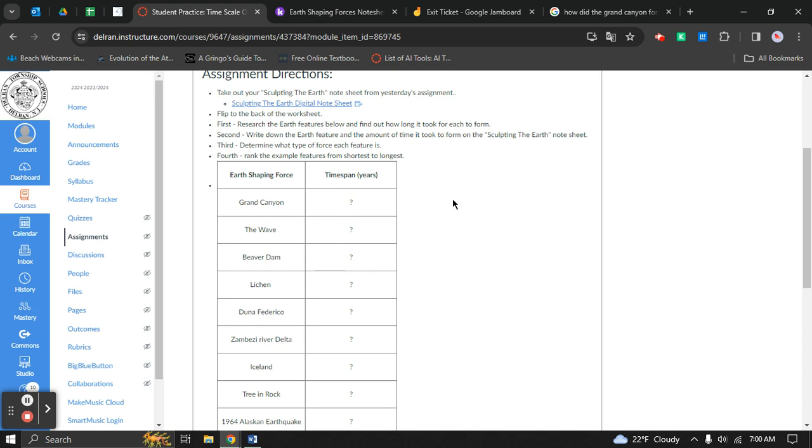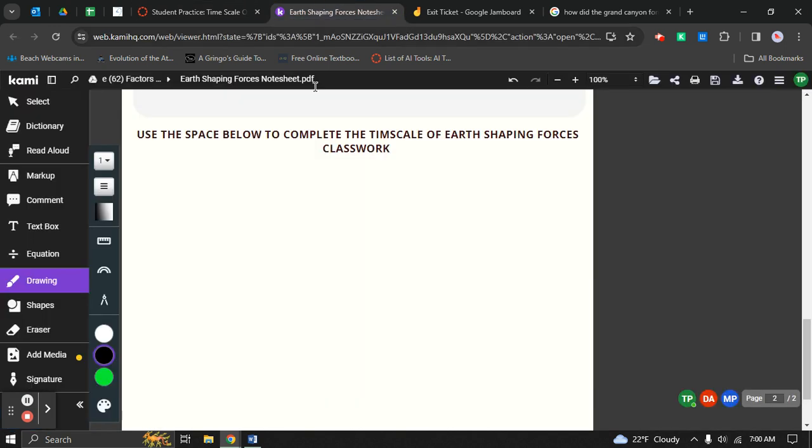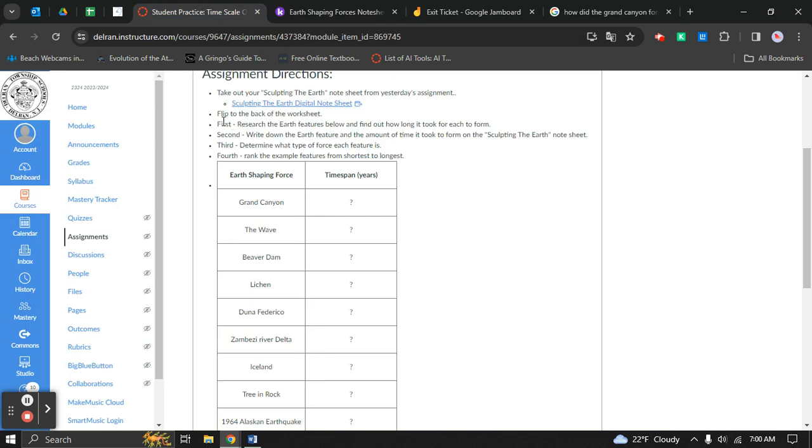That way we can get an understanding of how long the features on the Earth took to form, how old they are, and any other information associated with that. So it says flip to the back of the worksheet. You're going to use the space below to complete the timescale of Earth-shaping forces classwork. First, research the Earth-shaping feature to find out how long it took to form.